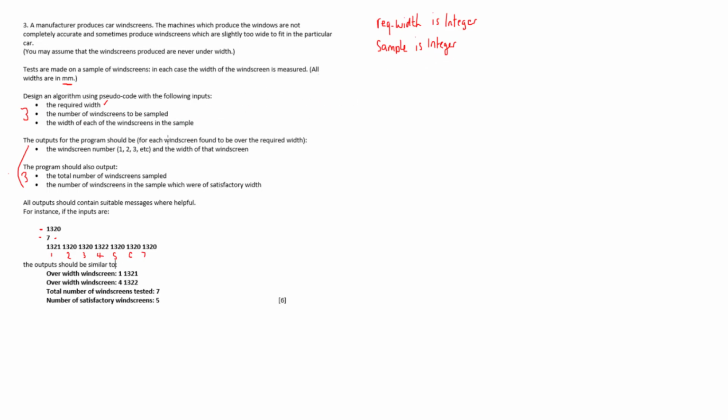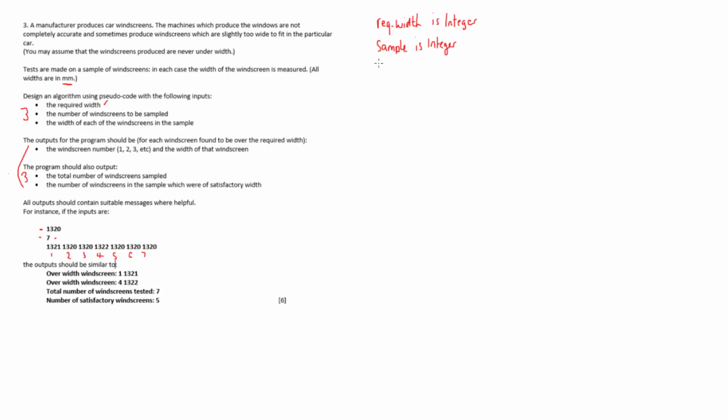Thirdly, the width of each windscreen in the sample. Now what I'm going to do, the width of each windscreen, is I'm going to do that in a loop. And the reason why is because looking at this here, the sample is 7 and we need to enter 7 inputs. So I'm going to do that in a loop to save me writing lots of code, I think. The outputs, windscreen number, that gets outputted automatically. The total number of windscreens to be sampled, that's that one, we've already got that there. The number of windscreens which are satisfactory width.